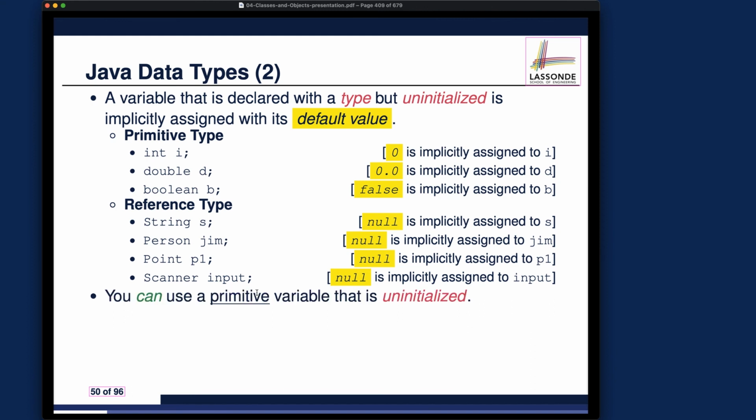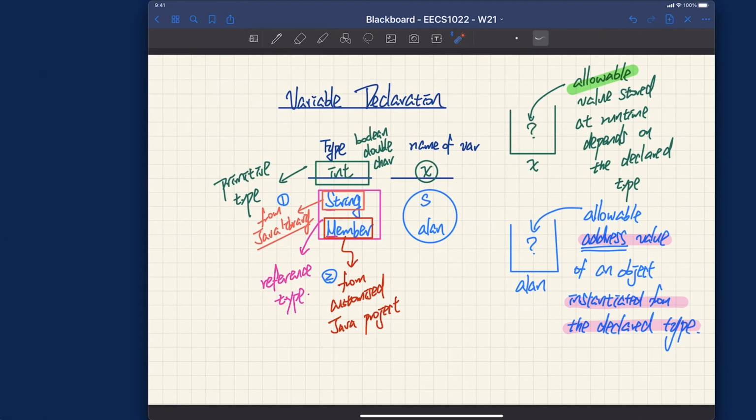And you can use a primitive variable that is initialized. For example, I might say integer x over here, and then I can say integer y is simply assigned to x. I can use it right away, right? Because for a primitive variable, you cannot invoke any methods. You can only do some simple manipulation.